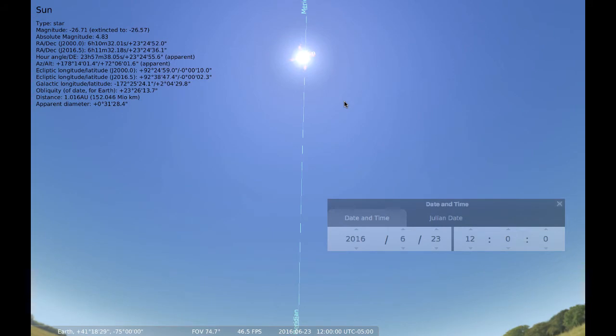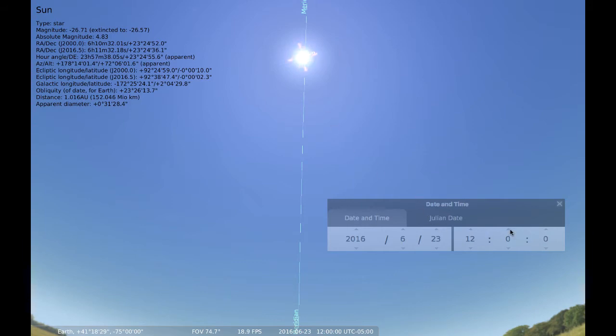Well, the problem is that sundials, which try to measure the hour angle of the sun, are not very accurate. They can be up to 15 minutes fast or slow. Hour angle, by the way, is just the angle between an object and the meridian.